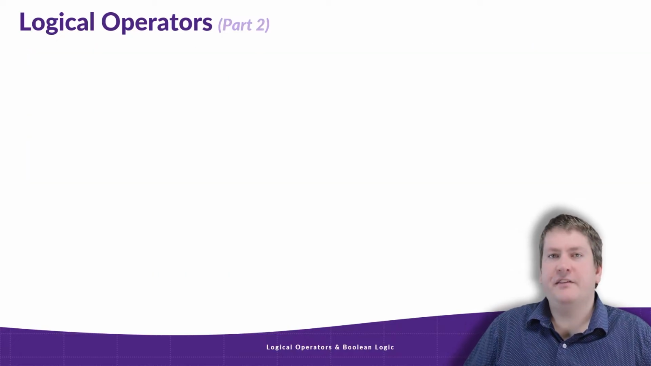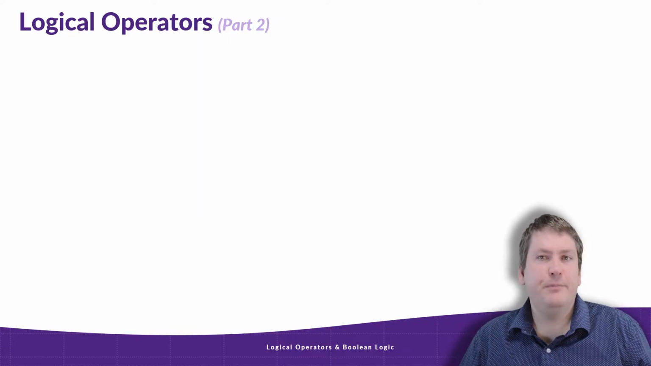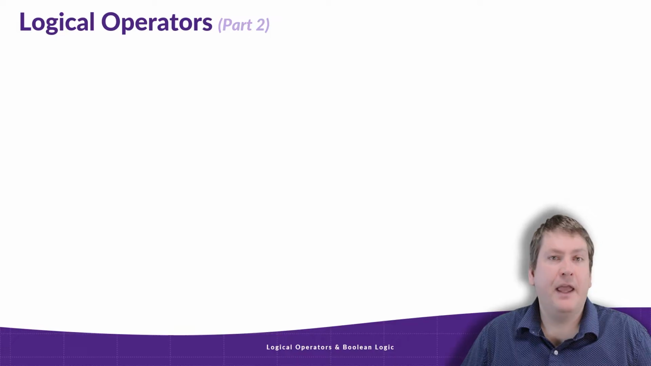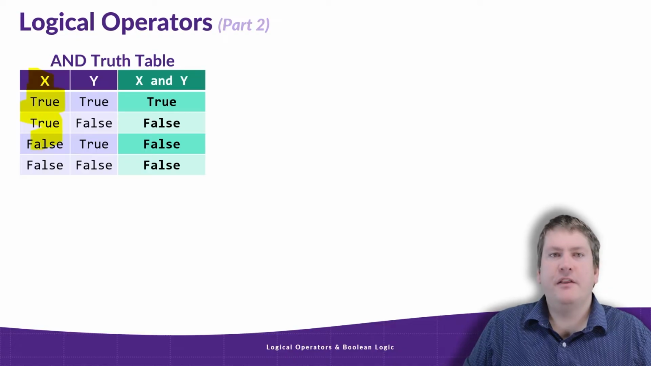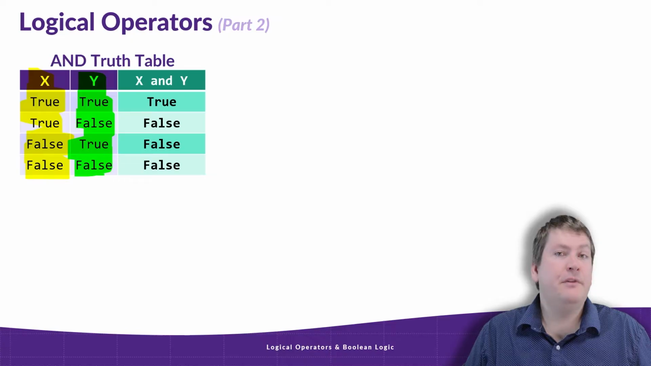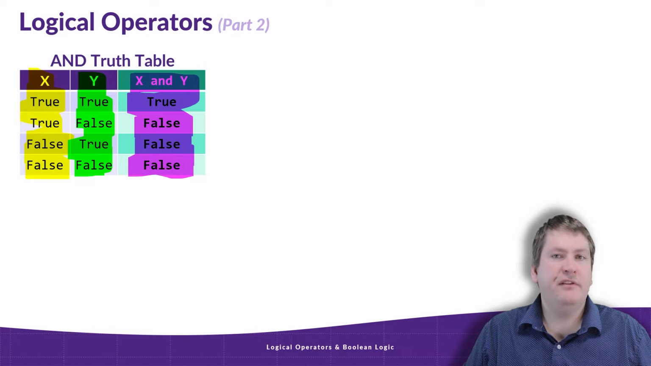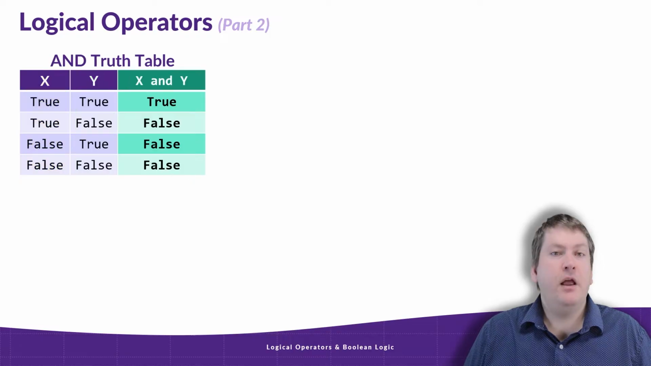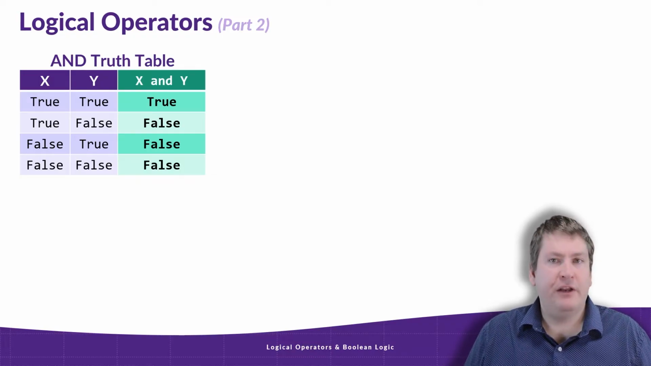So a good way to understand these operations is with a truth table. A truth table shows all the possible combinations of inputs and gives the output in each possible case. Here we have the truth table for the AND operation. The first column shows the values of the first operand, labeled X. The second column, the values for the second operand, labeled Y. And the last column shows the results of performing the operation, in this case AND, on the two values. The rows of the truth table show each possible combination of the Boolean values for X and Y.